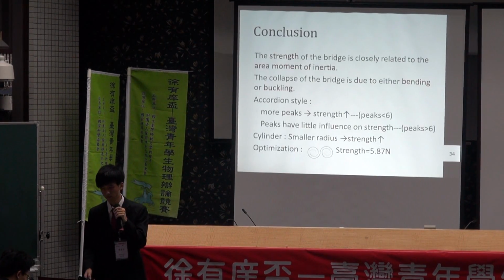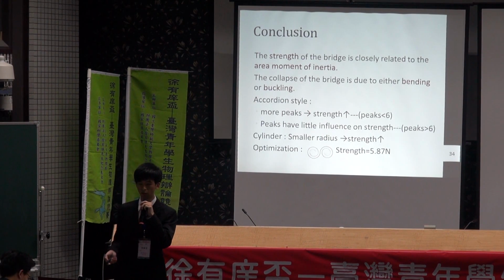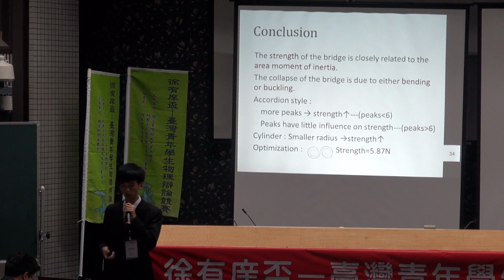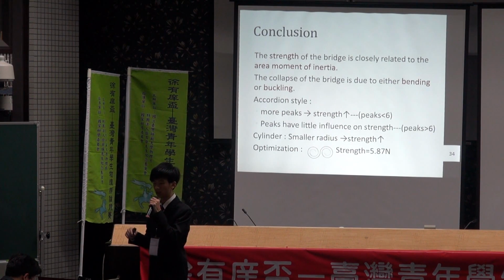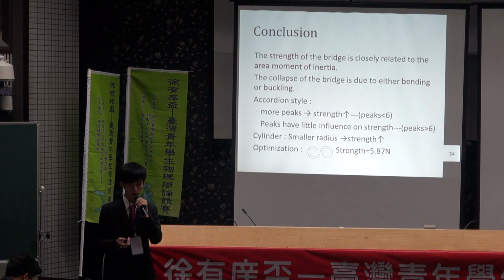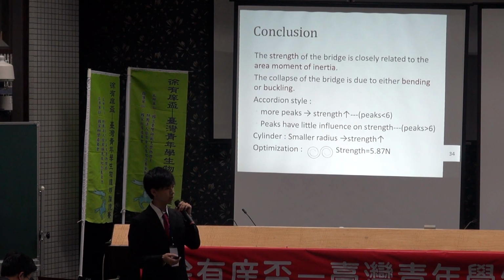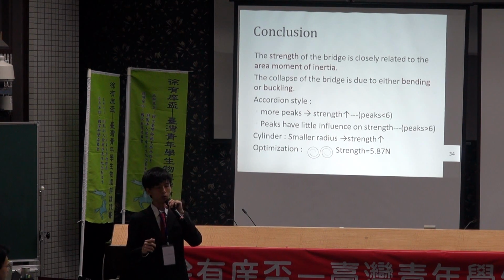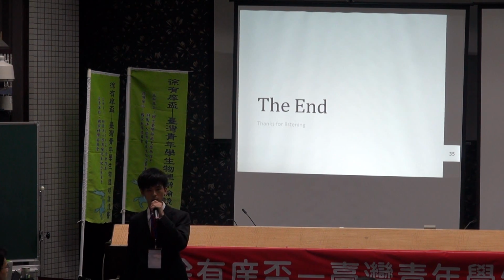So here's our conclusion. The strength of the bridge is closely related to the area moment of inertia, just as I mentioned in the paper research. And the collapse of the bridge is due to either bending or buckling. For the accordion style, when the peaks are fewer than 6, the more peaks there are, the more the strength will increase. But when the peaks are over 6, the peaks have little influence on the strength. And when the radius of the cylinder is smaller, the strength will increase. And in our optimization, the 2 circles have the maximum force of 5.87. And that's all for my presentation. Thank you.